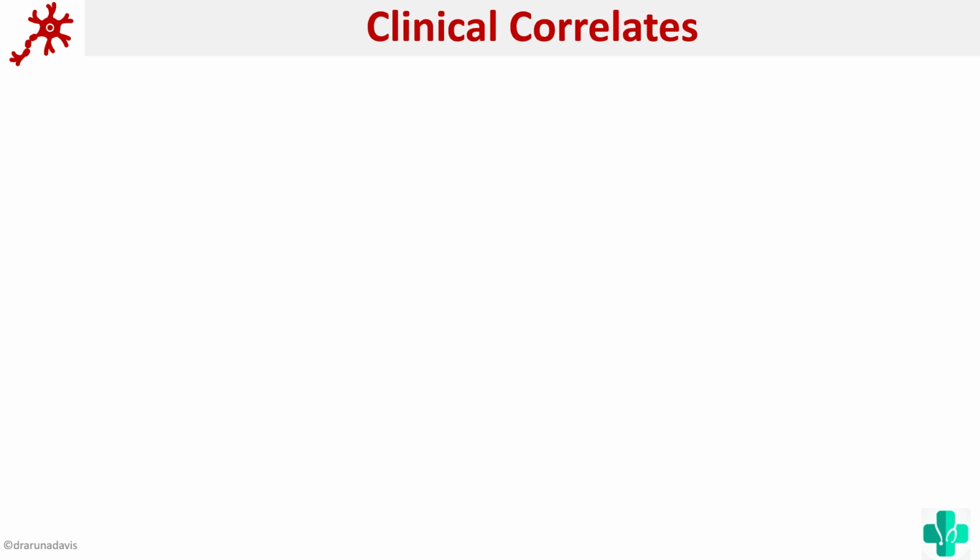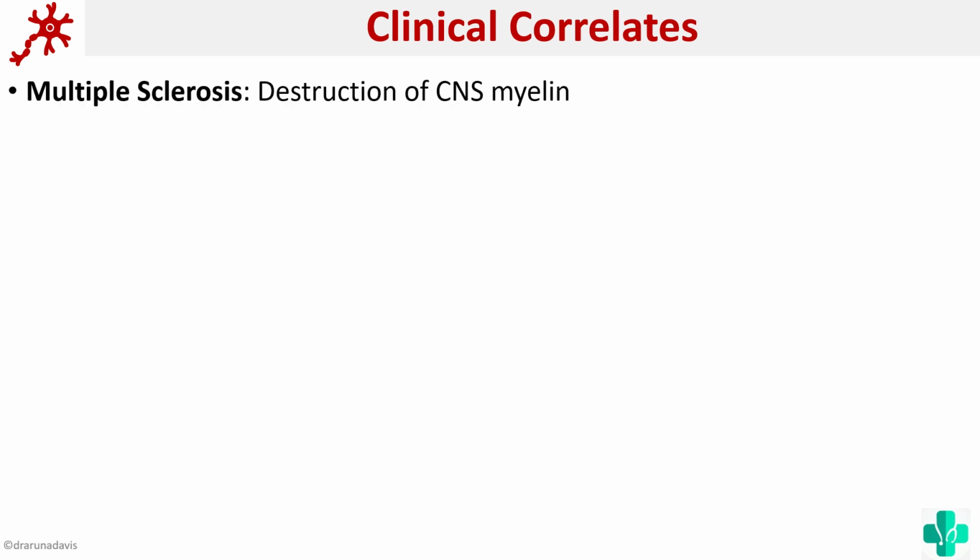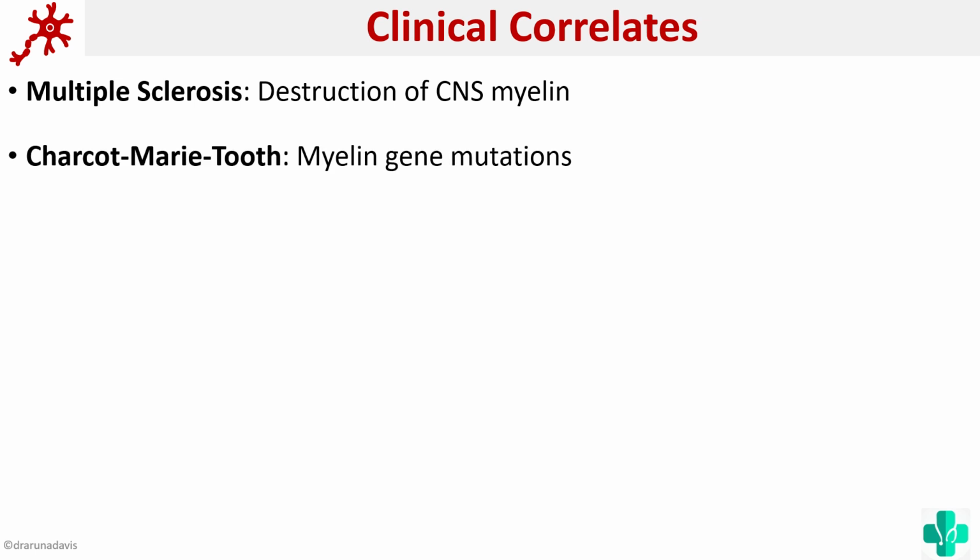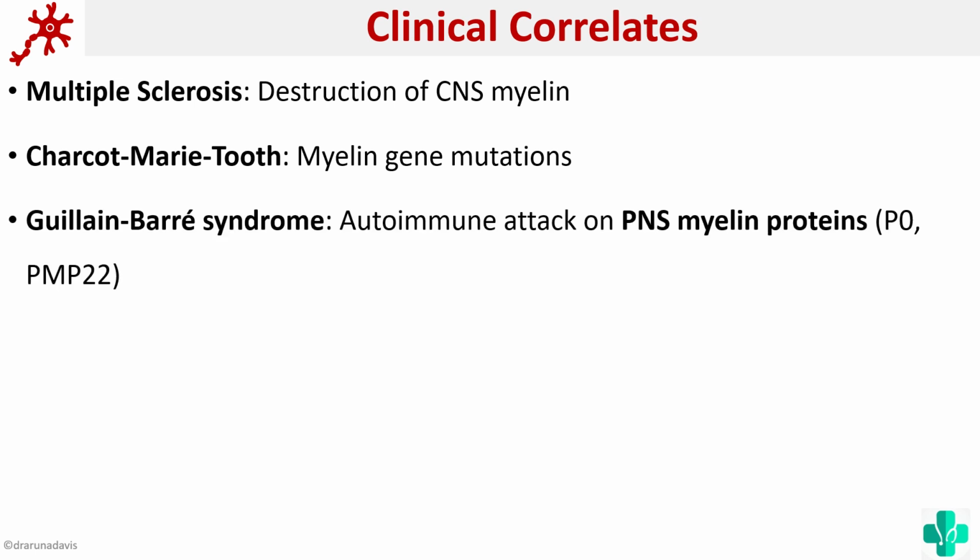So what are the different clinical correlations? If there's a destruction of the CNS myelin, what will happen? It can lead to diseases like multiple sclerosis. If there's a mutation in the myelin gene, it can cause Charcot-Marie-Tooth syndrome. And there are other syndromes like Guillain-Barré syndrome, which is an attack on the myelin proteins present in the peripheral nervous system. So there are many syndromes that can occur if this myelination, which is produced by these macroglial cells, goes wrong.